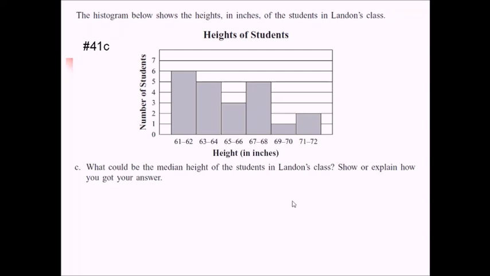For number 41, part C, we want to know what could be the median height of the students in Landon's class. And the key word here is could, because we don't have exact measurements for anybody in here. So we're going to have to give one of a number of possible correct answers for this. One way to find the median would be to basically write out all of the heights, but since they didn't give you exact heights, you would have to write out 61 to 62, 61 to 62, like 6 of those, 5 of these 63 to 64s, 3 of these 65 to 66s, and so on. And then you can cross off until you figure out what the median range is.